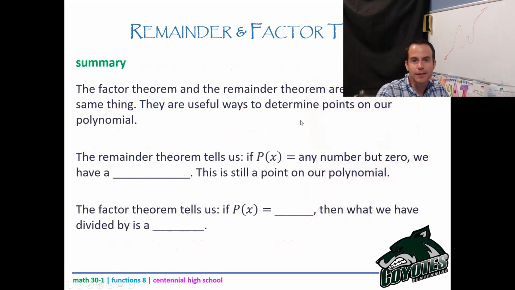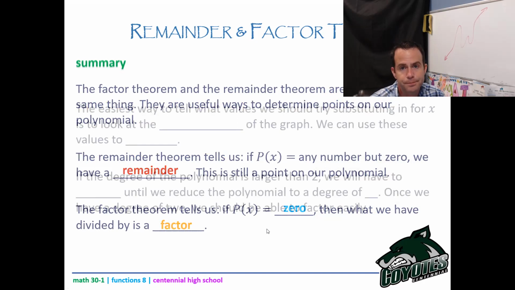So let's summarize. The factor theorem and the remainder theorem are essentially the same thing. They are useful ways to determine points on our polynomial. The remainder theorem tells us if p of x equals any number but 0, we have a remainder. This is still a point on the polynomial. The factor theorem tells us if p of x equals 0, then what we have divided by is in fact a factor.